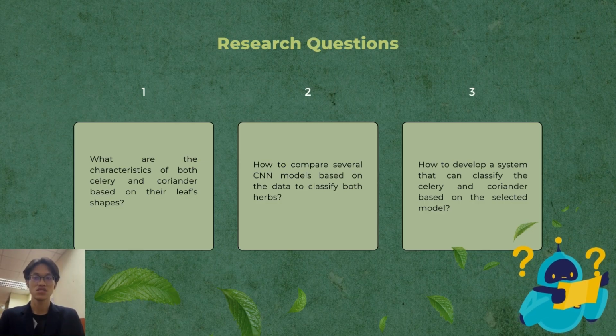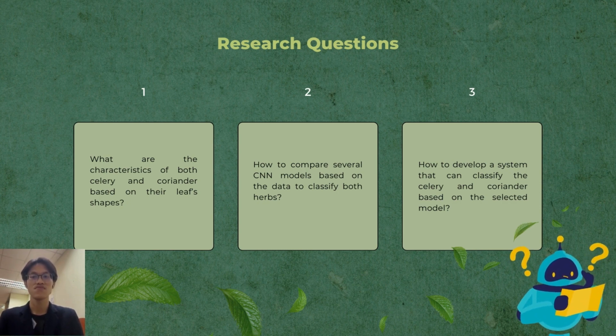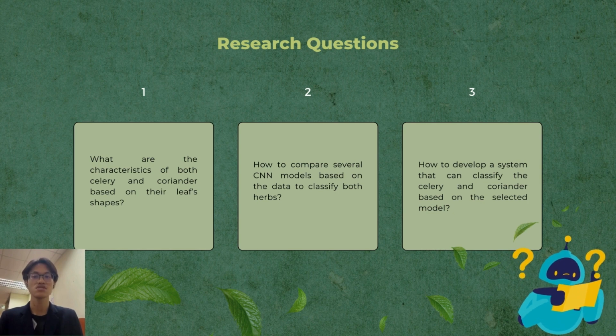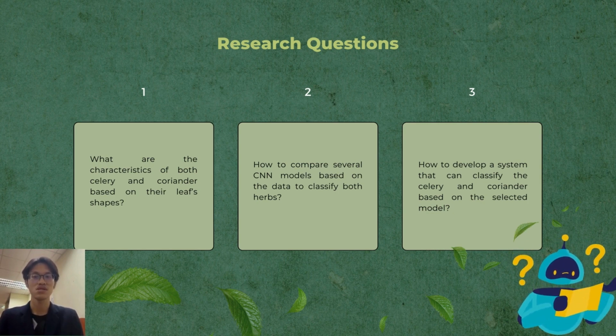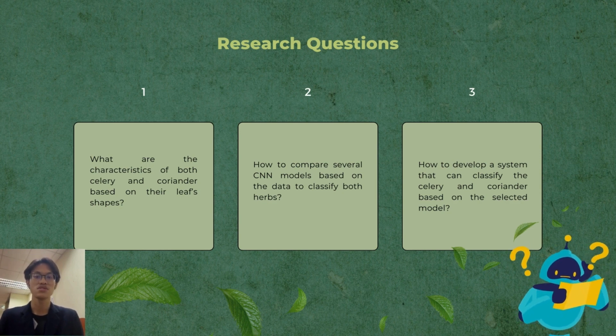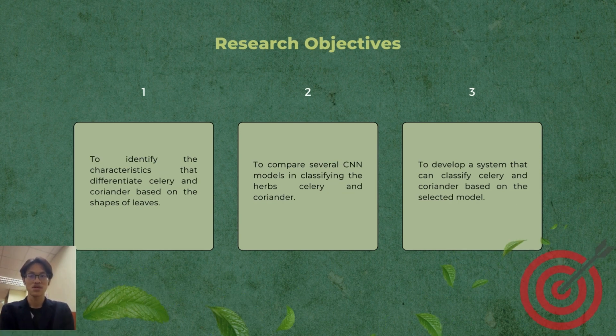This is the research questions. First, what are the characteristics of both celery and coriander based on their leaf shape? Second, how to compare several convolutional neural network CNN models based on the data to classify both herbs. The last one is how to develop a system that can classify the celery and coriander based on the selected model. The research objectives. First, to identify the characteristics that differentiate celery and coriander based on their leaf shape. Next, to compare several CNN models in classifying the herbs celery and coriander. And the last one is to develop a system that can classify celery and coriander based on the selected model.